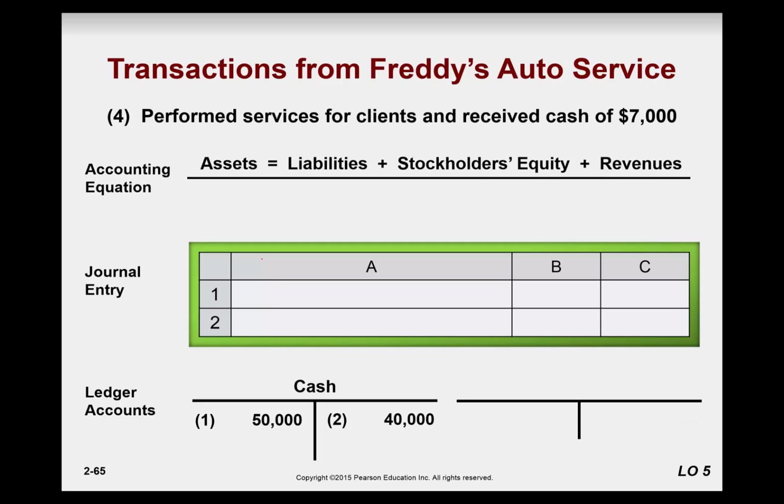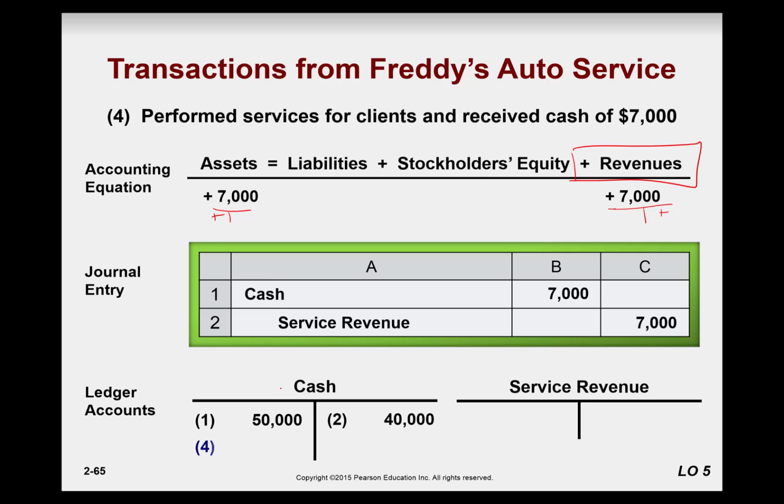So for performing services for clients and received cash of $7,000, notice how we've expanded the accounting equation to include revenues. So we get $7,000 cash, and then we get $7,000 of revenue. And remember, cash increases on the debit, and revenues increase on the credit. So this is our debits and credits matching. And now you see cash and service revenue.